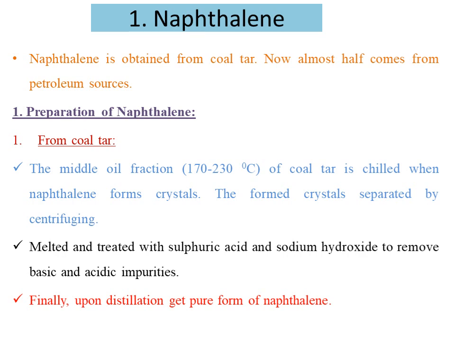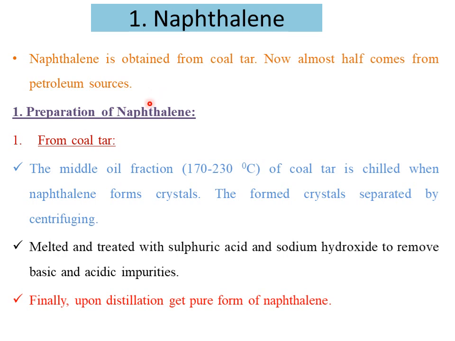In this 4th unit we have three topics: naphthalene, anthracene and phenanthrene. In this video I will only explain naphthalene. Naphthalene is obtained from coal tar, which is the natural source. But nowadays almost half of the naphthalene is obtained from petroleum sources.